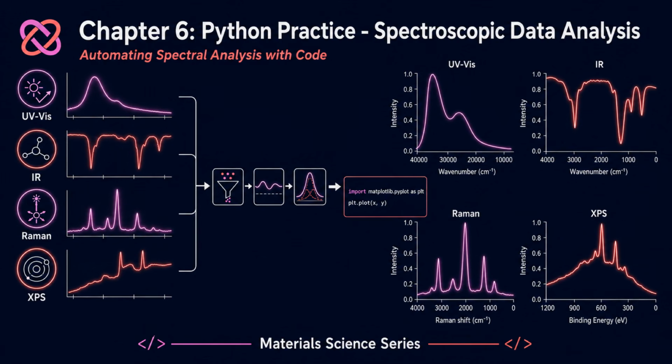Welcome to Chapter 6, the final chapter of our spectroscopy series. Here we bring together everything you've learned by automating spectral analysis with Python. We'll build practical tools for loading spectral data, performing baseline corrections, detecting and fitting peaks, and creating publication-quality visualizations. By the end of this chapter, you'll have a complete toolkit for processing UV-Vis, IR, Raman, and XPS data programmatically, enabling reproducible analysis and batch processing of large datasets.